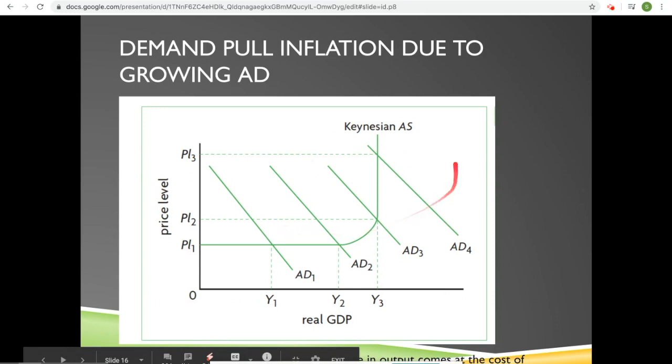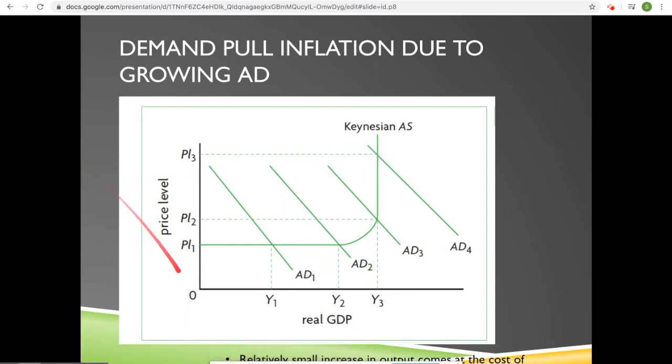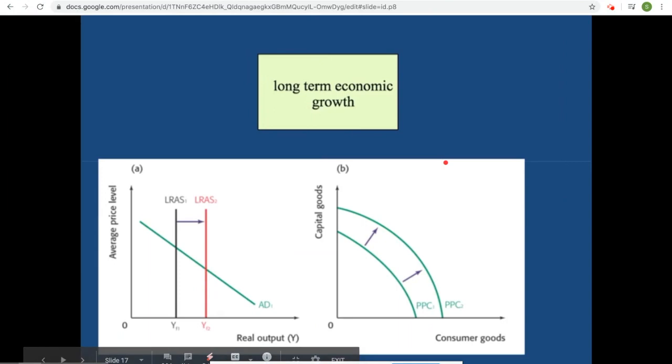We can show it even on the Keynesian model, where you see that there is a shift from AD1 to AD2, there's no inflation. AD2 to AD3, there is inflation, but there is also economic growth. And then from AD3 to AD4, we see that there's no economic growth and there's just inflation. So, relatively small increase in output comes at the cost of high inflation.